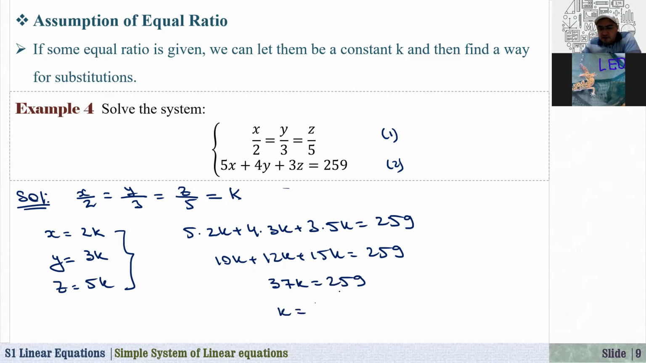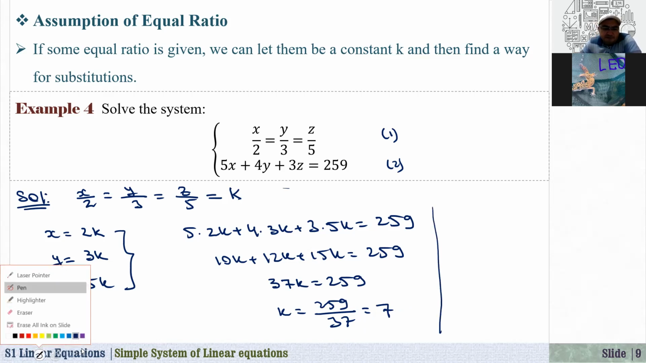So from here, k is equal to 259 over 37, which is equal to 7, right? 7 times 37 is equal to 259. So I know the value of k here. So now from here we can find the values of x, y, z.